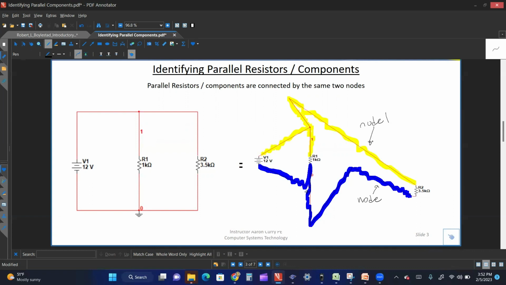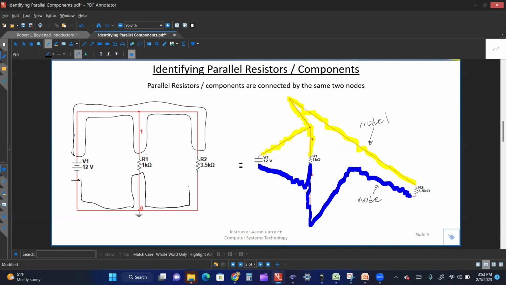If you don't have highlighters, what you could do, and I did this too whenever I didn't have a highlighter, is just draw a circle around the node. All right, so that'll be your node 1. And you just do the same thing on this other side.